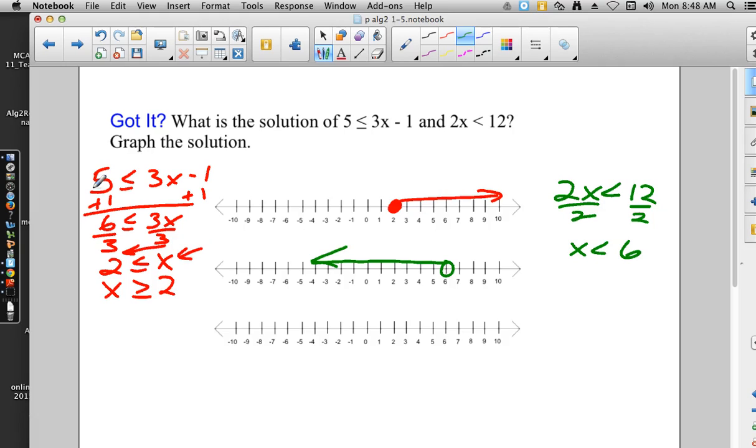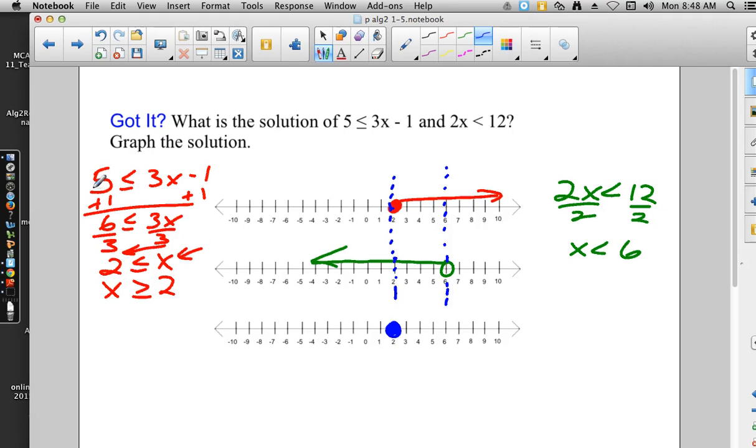So now what we want to know is, what would the solutions to both of these be? 5 is less than or equal to 3x minus 1, and 2x is less than 12. Well, I can see my endpoints. And remember, it can't just be in one of the graphs, it has to be in both. So as I look at my 2 and I'm trying to figure out whether or not I should include that 2 as an endpoint, I see this is colored in, this is colored in. That means I can color in this dot. That will be included. It is in both of those graphs.